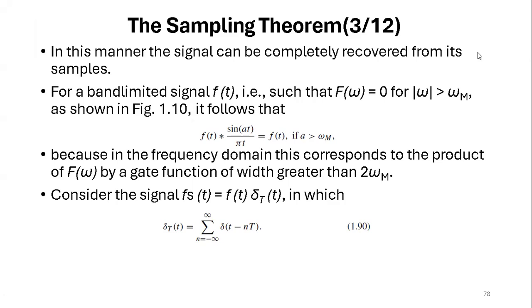Because in the frequency domain, this corresponds to the product of F(omega) with the function for omega greater than 2 omega. Consider the signal f(t) times the impulse function, the periodic impulse train, which is equal to the summation over n from minus infinity to infinity of the impulse function delta(t minus nT).